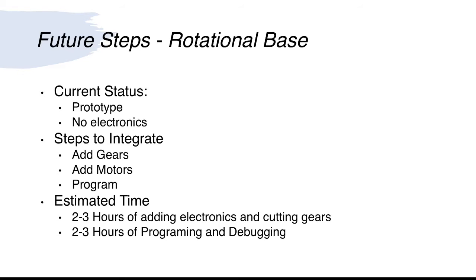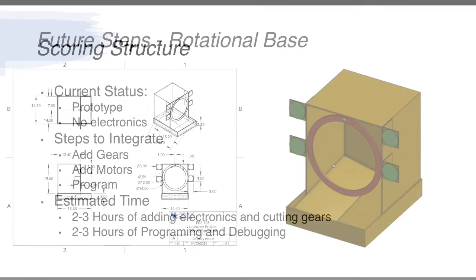Estimated time for this was 2 to 3 hours of adding the electronics and cutting the gears in the Innovation Center, or maybe with just cardboard around the house, whatever would have to be done, and 2 to 3 hours of programming and debugging just to get everything right. And that is the rotational base subsystem.